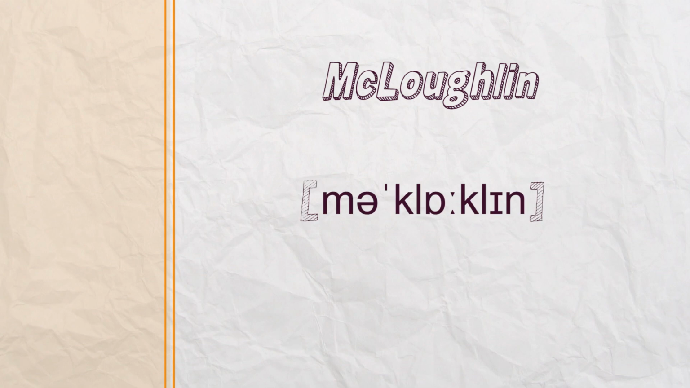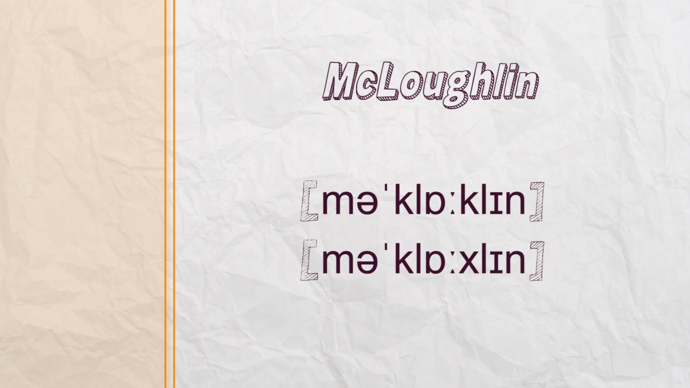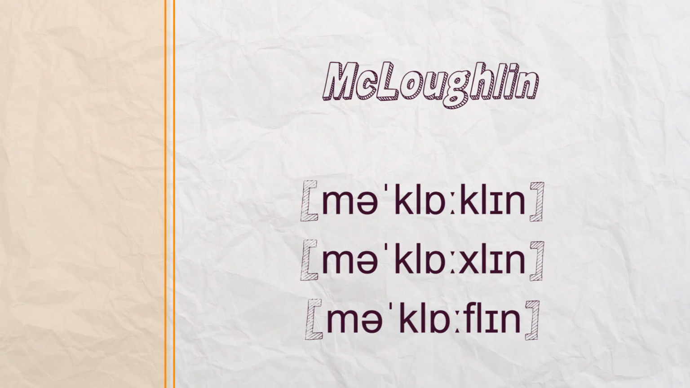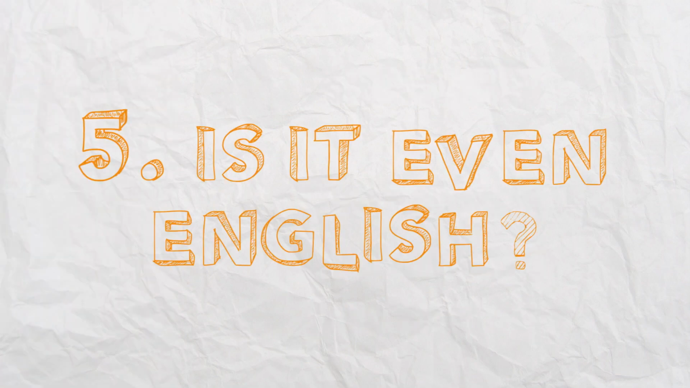In McLaughlin, the GH could be K. But if you want to get more Scottish and more faithful to the original, you can pronounce it differently, or some people say it another way. So this falls under category 5, which is like, is it even English?